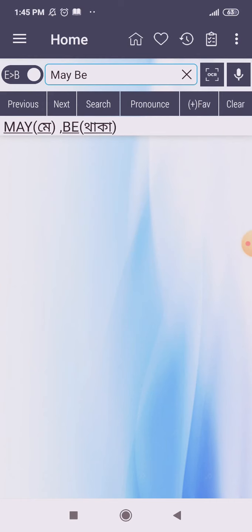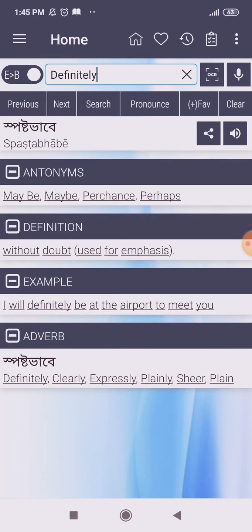Maybe, perhaps are antonyms of the word. Now we want to learn some synonyms of the word. Its synonyms are clearly, expressly, plainly, sheer, plain.